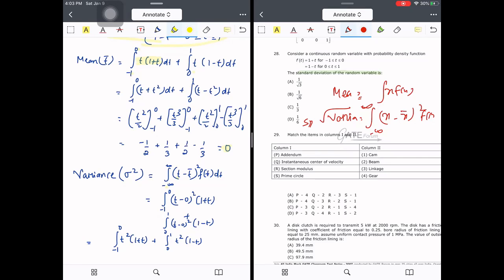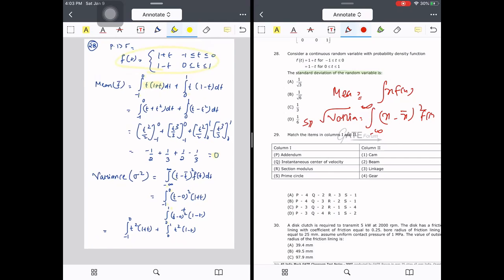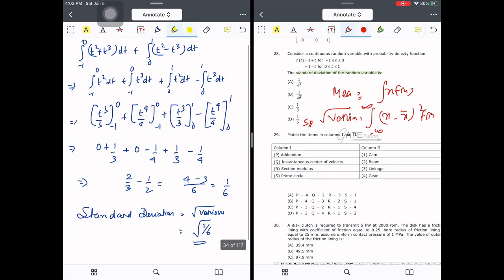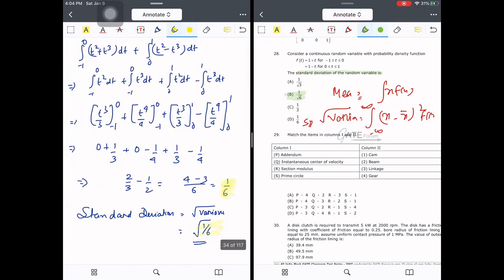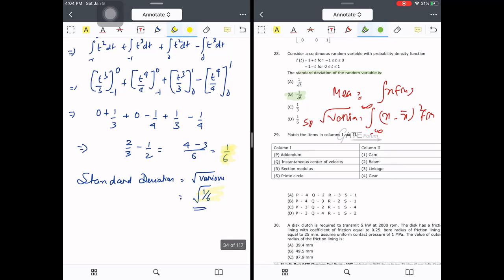Now coming to the variance, that is sigma square. Standard deviation square is the integration from minus infinity to infinity of t minus t bar, that is mean, square f of t dt. Since it is ranging from minus 1 to 1, we will integrate from minus 1 to 0 and 0 to 1. So t minus 0 square into 1 plus t, and t minus 0 square into 1 minus t. So I will get the variance as 1 by 6. Okay, this is simple integration, there is no such mathematics involved. Once you get the variance, the standard deviation is the square root of the variance, that is the square root of 1 by 6. So the answer will be square root of 1 by 6 or 1 by square root of 6.